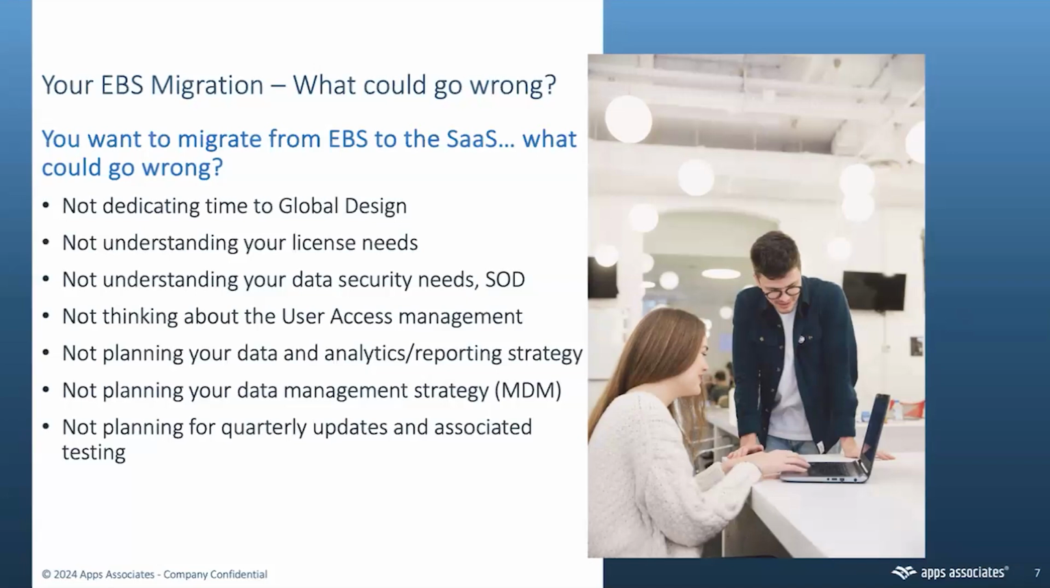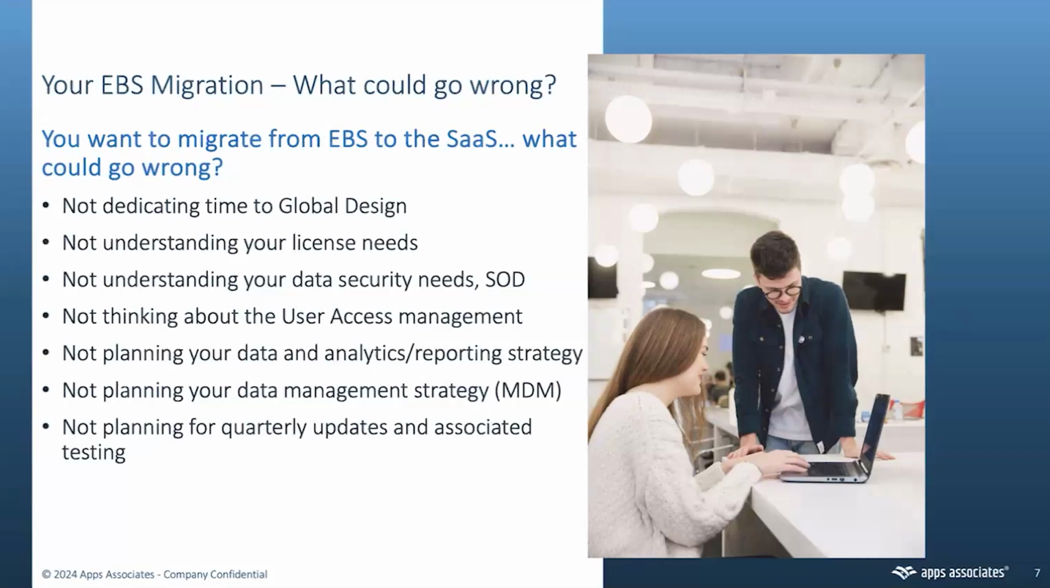Not thinking about user access management, right? How are we going to ensure that the folks that are authorized to get access to our SaaS and our data are appropriately mapped and authenticated and gaining access to it, right? Not planning out our data and analytics and reporting strategy, right? We have all this data and historical data in our ERP platforms. How are we going to marry that data? Because we're not going to do 100% data conversion when we're moving it into SaaS. So how are we going to take advantage of that historical data that we have and marry it with our new data set in Fusion ERP that we're about to implement and adopt, right?